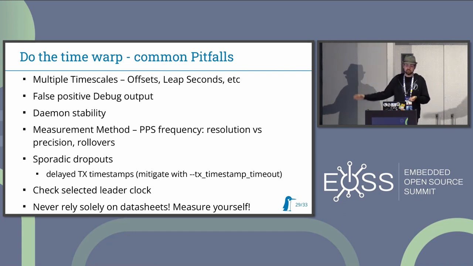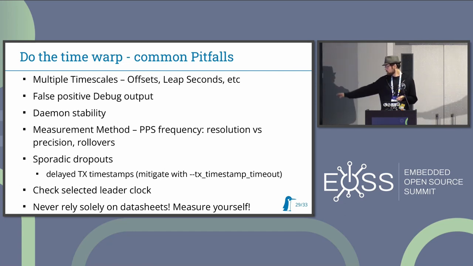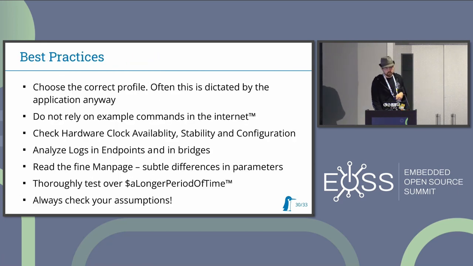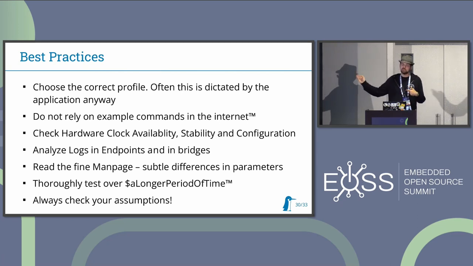You may have sporadic dropouts. That's the TX timestamp timeout option you want to set, especially if you're working with Intel i210-ish cards. You want to check if your leader clock is actually on the device you expect it to be on, and on the device that you actually have your reference time input, and never rely on data sheets. Measure yourself.